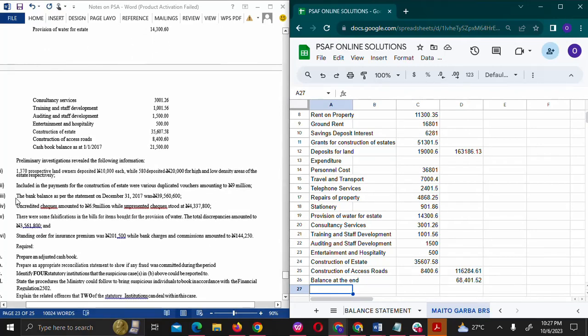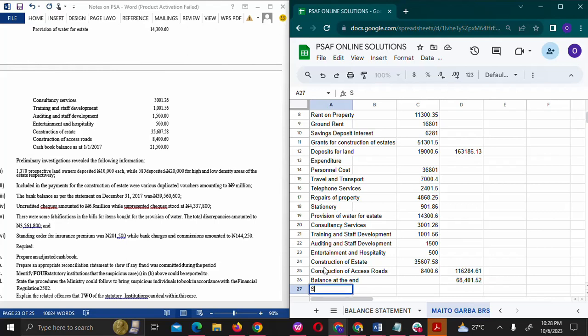We are also told that included in payments for the construction of estates were various duplicated vouchers amounting to 9 million. The bank balance as per statement is 39,560. Uncredited cheque is 6.9. Unpresented cheque is 4.3. There was some falsification of bills for items bought for the provision of water. Standing order here is supposed to be in your adjusted cash book.